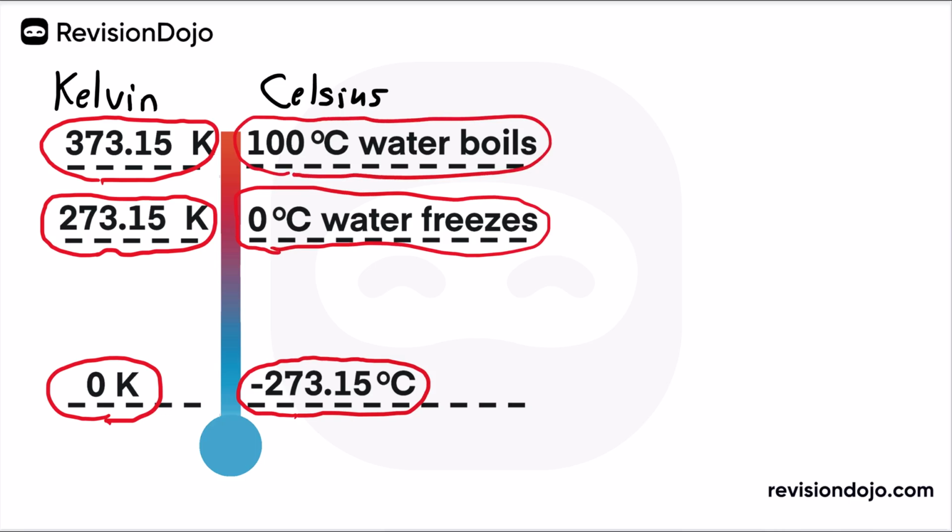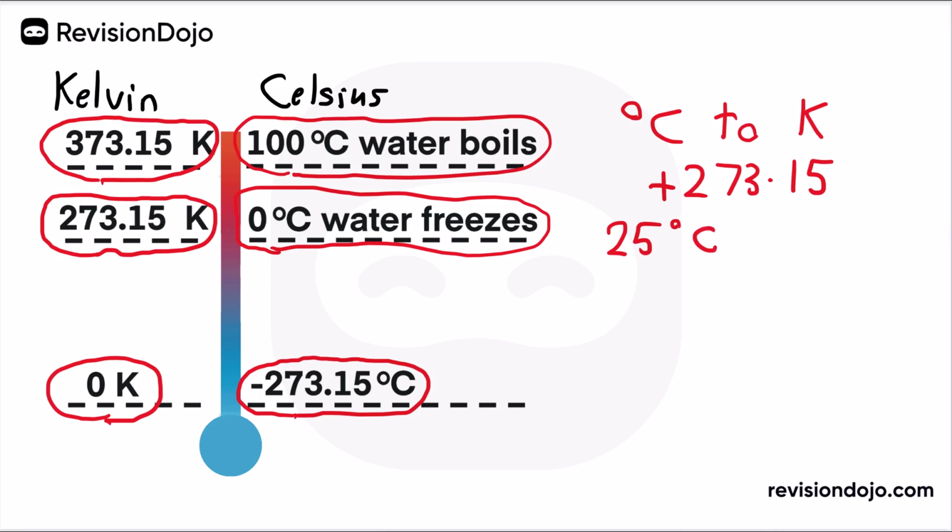So next we look at how to convert from degrees C to Kelvin. So that's degrees C to K. To go from degrees C to Kelvin, you're going to add 273.15. So for example, 25 degrees C is 298.15 Kelvin.